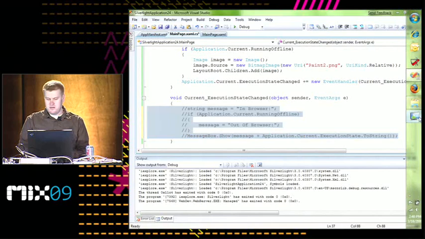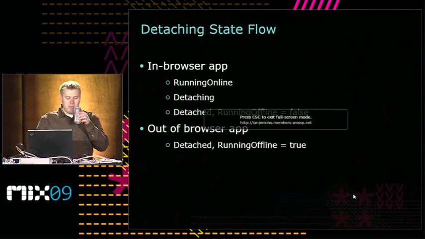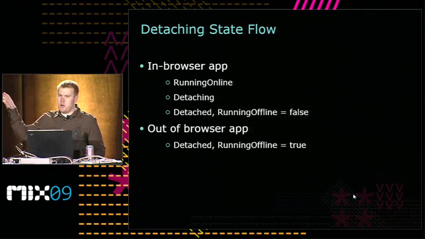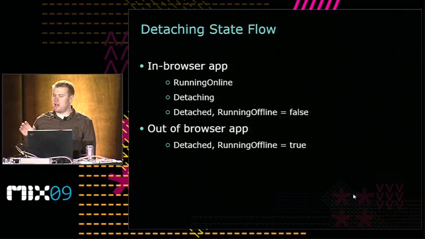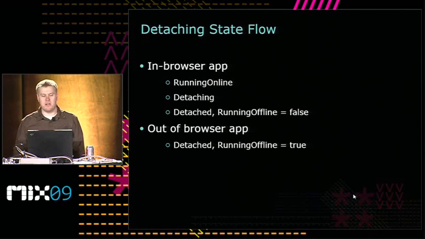Okay, let's dive back into the slides. As I showed with the code, your in-browser application starts off with its execution state as running online. When either the detach method is called or the user right-clicks and opts to go out of the browser, you go to the detaching state. At that point, the out-of-browser app spins up, and it's automatically in the detached state, and it says running offline equals true. Then the in-browser one transitions to detached, and it says running offline equals false, and that's how you determine between the two different instances.